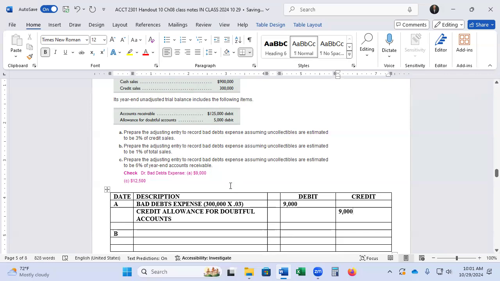Any questions on A? Go ahead. It is supposed to have a normal credit balance, but if you underestimate your bad debts, then during the year, as you write them off, it'll end up with a debit balance. And so you'll have to make that adjustment.